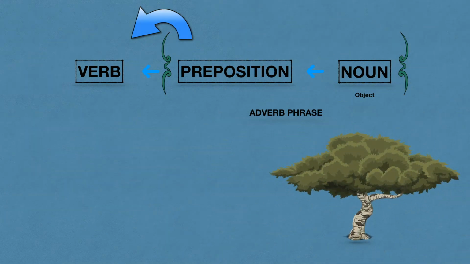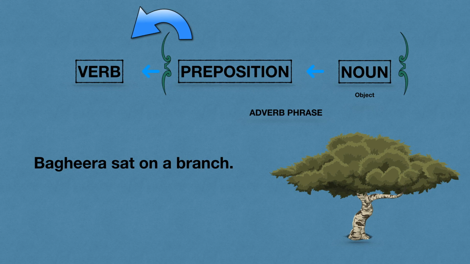For instance, in the sentence, Bagheera sat on a branch, can you spot the preposition, the prepositional object, the prepositional phrase, and the word the phrase is connected to on the left? Well, the answers are: on is the preposition, a branch is the object of the preposition, and on a branch is the prepositional phrase connected to the verb sat on the left. So, on a branch describes the verb sat as an adverb phrase.